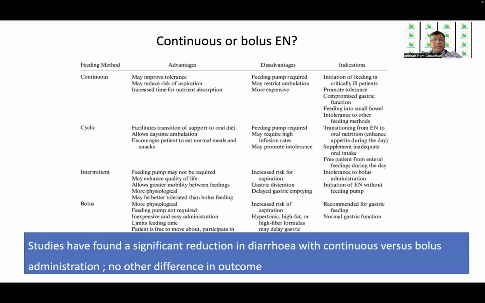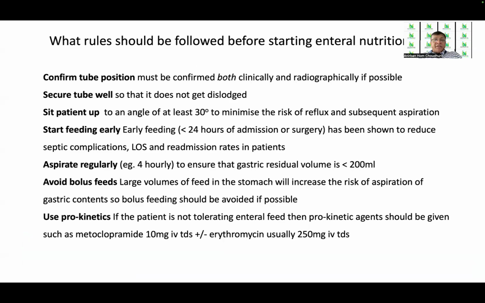Studies have found a significant reduction in diarrhea with continuous versus bolus administration. But besides this point, no other difference in outcome has been found equivocally across all studies. Some studies have found some outcomes to be more, some studies have found some outcomes to be less, but there has been no equivocal outcome common to all studies.